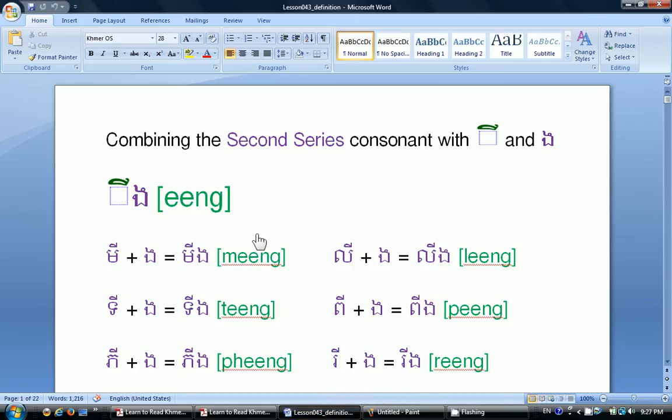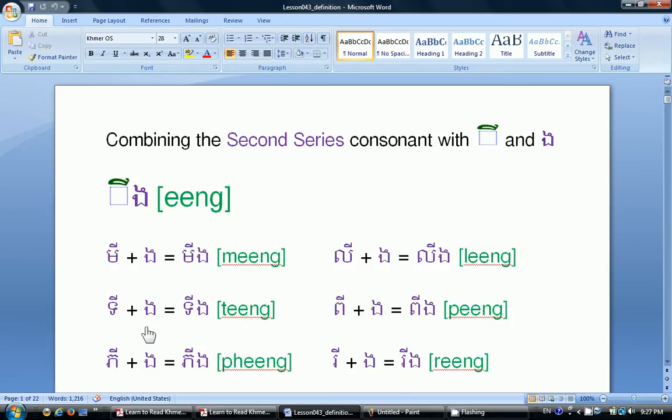Okay, first let's look at combining the secondary consonant with the vowels a and ending with consonant ngor. For the secondary consonant, the vowels a change its sound to e or e and then consonant ngor. So e ngo in. Okay, now let's practice reading these words. Mo I mi ngo min. Lo I li ngo lin.